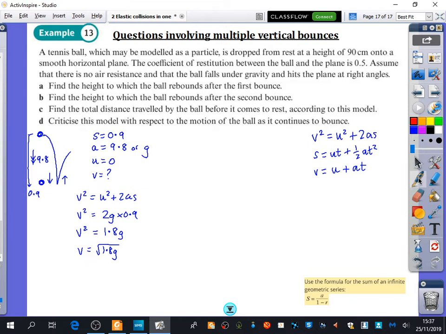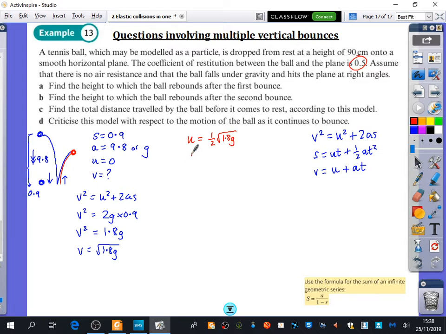Okay, so we're now going to think about how high does it bounce for this bit of the journey. First of all, if V is square root of 1.8g, what is U going to be equal to? Not quite. Oh wait, the restitution half. Coefficient of restitution is a half, so the value of U will be a half of this. So it's going to be a half times the square root of 1.8g. That's what the value of U is going to be.